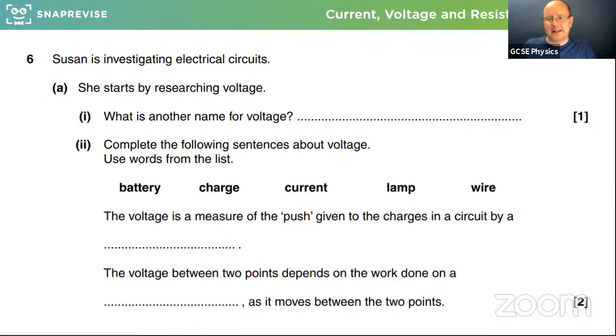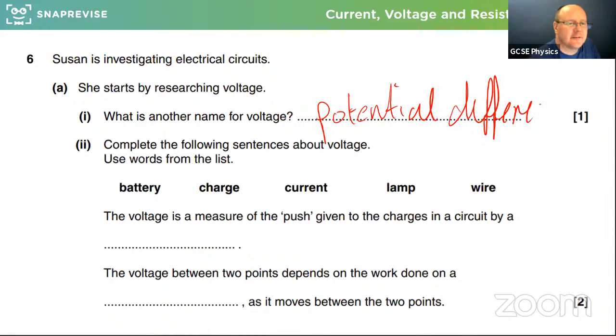Let's have a look at another question here. So Susan is investigating electrical circuits and she wants to research voltage. What's another name for voltage? Let's have that quickly in the chat. I'm hurrying you along a little bit now. Sorry, I shouldn't do that. It's just I've got 5 minutes. So potential difference, brilliant. Thank you. And that really is the phrase you want to be using when you're describing voltage. The word voltage will come up and you measure voltage in volts, but you measure potential difference in volts. That's what we want to use.